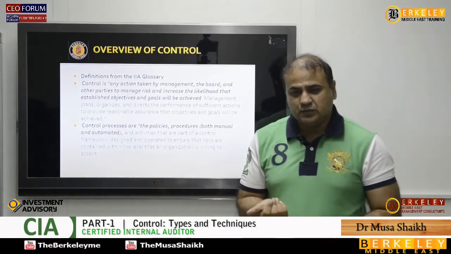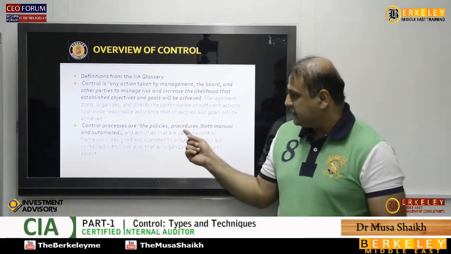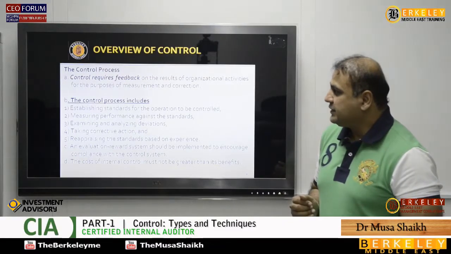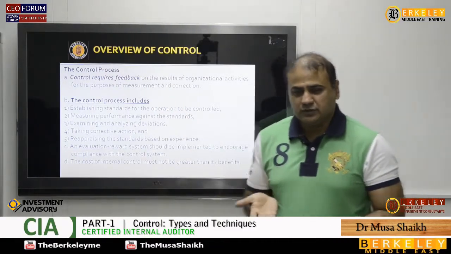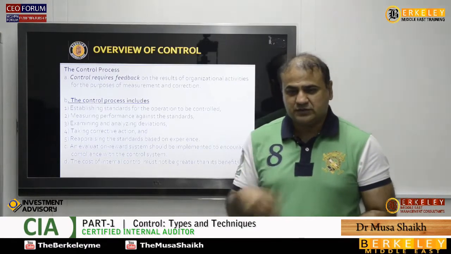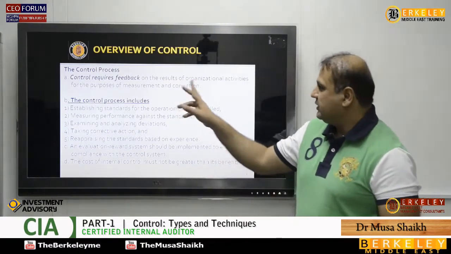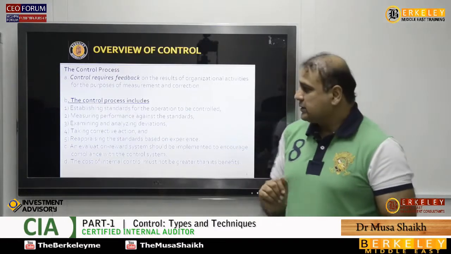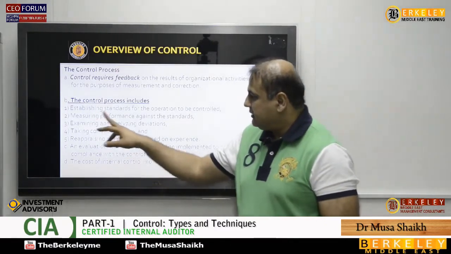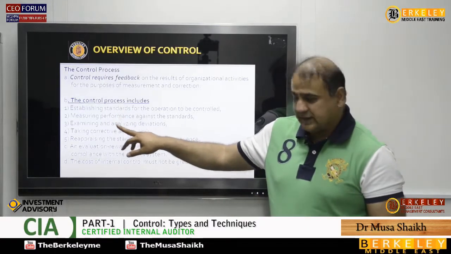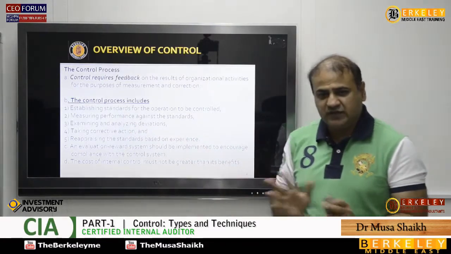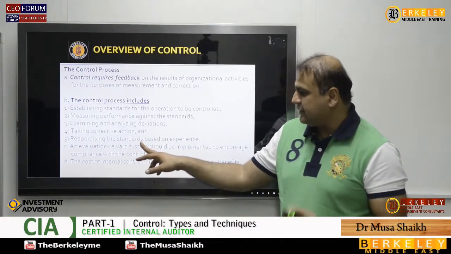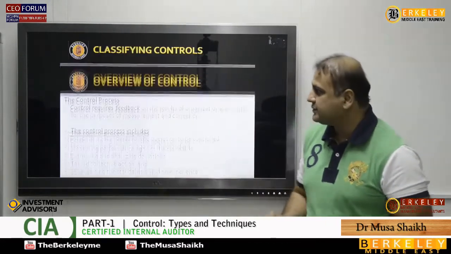Control processes include policies, procedures. It can be manual or it can be automated. Control processes require feedback. So when we put a control, we need feedback on these controls so we can improve ourselves on the result of organizational activity for the purposes of measurement and correction. Control processes include establishing standards, measuring performance, examining the deviations, that is variance analysis, taking corrective action to correct it, and reappraising the standard based on the experience.